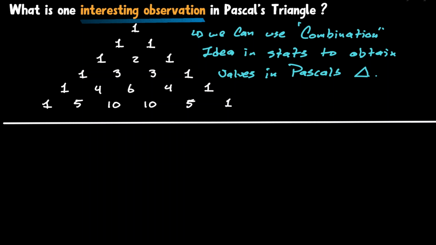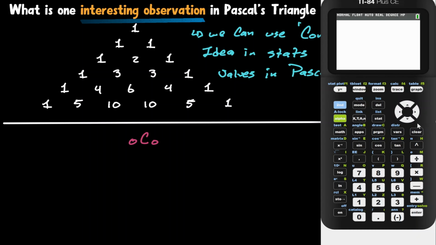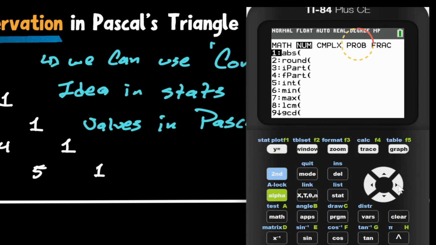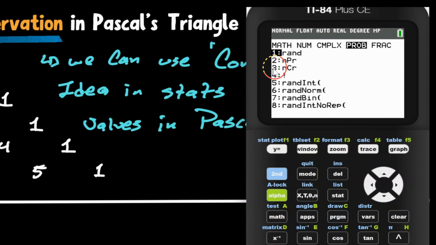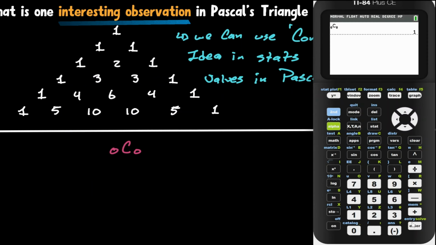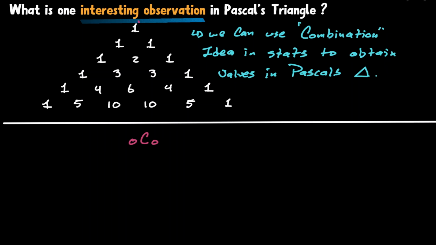statistics. Let's start by computing 0 combination 0. Let's go to 0, mathematics, go to the probabilities section, and now let's hit option 3. And now we got 0 combination 0, which is equivalent to 1, which is the same value that we started with. And now let's go one level lower.